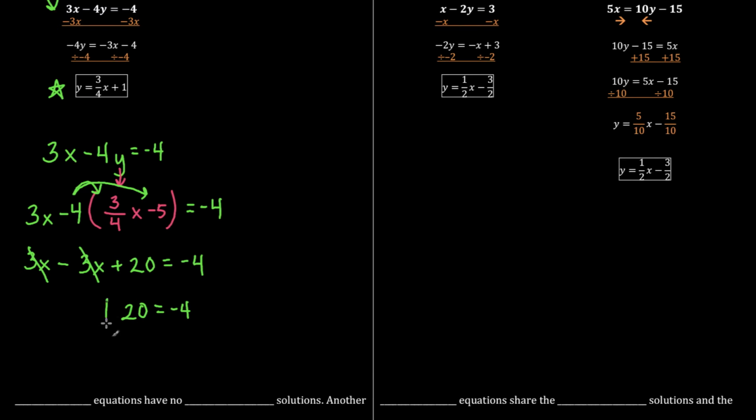And remember, this is one of those situations where you're like, well, 20 is never going to be negative 4. So, I mean, this is just no solutions. So no common solution we'll put. No common solution. There's no solution to the system.